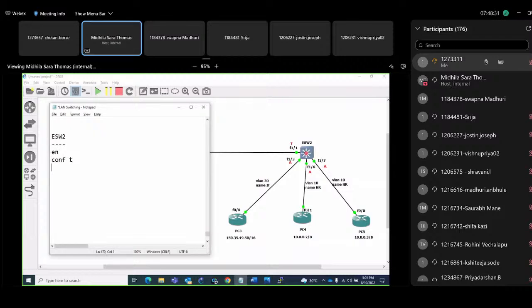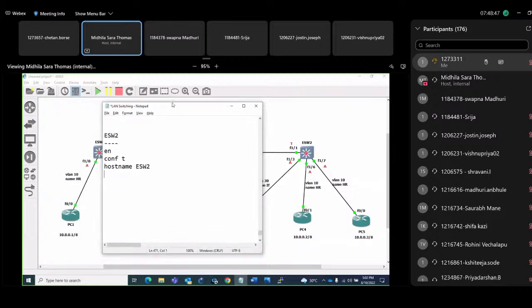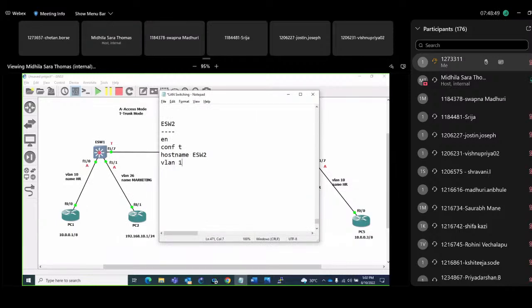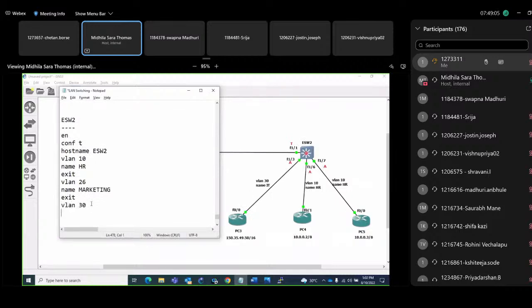Okay. Enable, conf t, hostname ESW2. After writing the hostname, what did I do? VLAN, right? So advertise all the VLANs. VLAN 10, name HR, exit. VLAN 26, name marketing, exit. Then VLAN 30, name IT, exit.